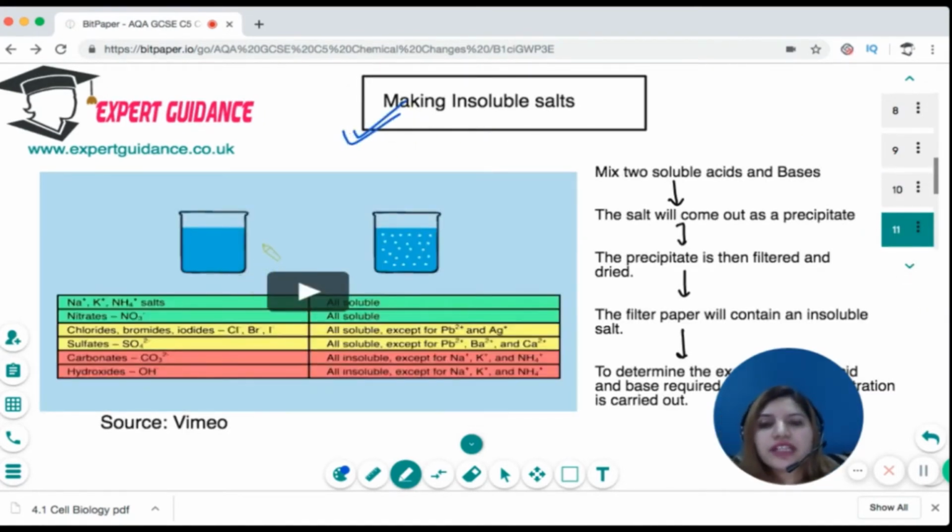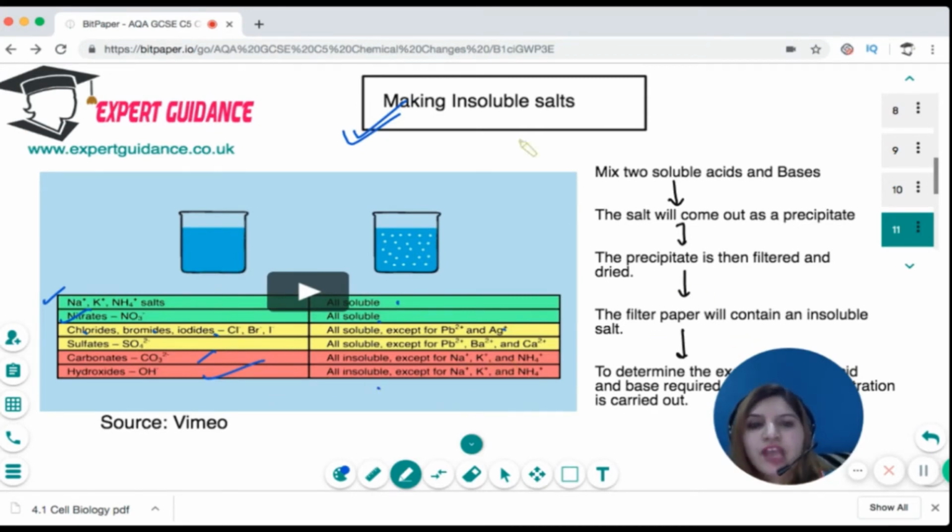For insolubility, you need to remember these solubility rules. All sodium, potassium, and ammonium salts are soluble. All nitrates are soluble. All chlorides, bromides, and iodides are soluble except lead and silver. All sulfates are soluble except lead, barium, and calcium sulfate. All carbonates and hydroxides are insoluble except the sodium, potassium, and ammonium carbonates and hydroxides.